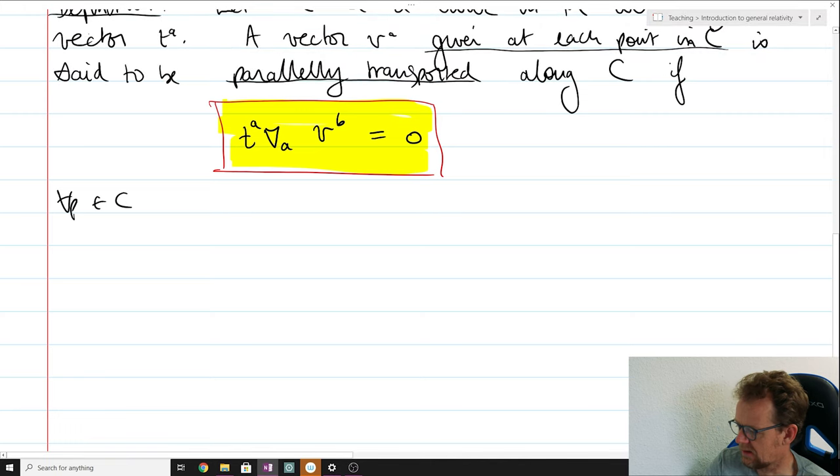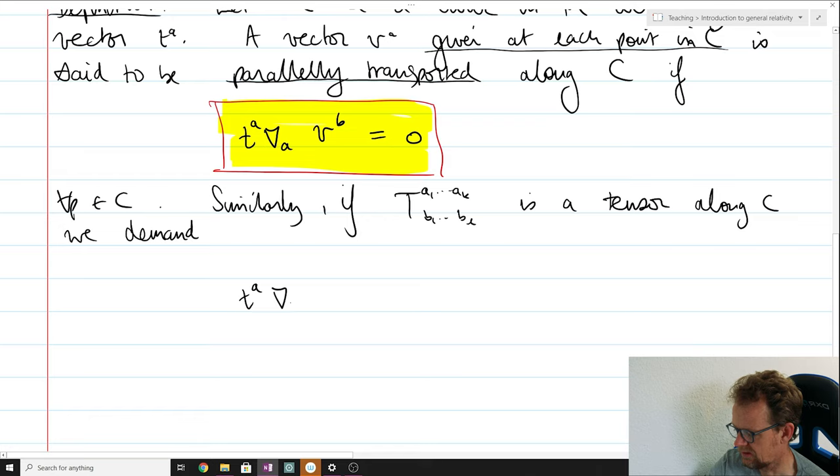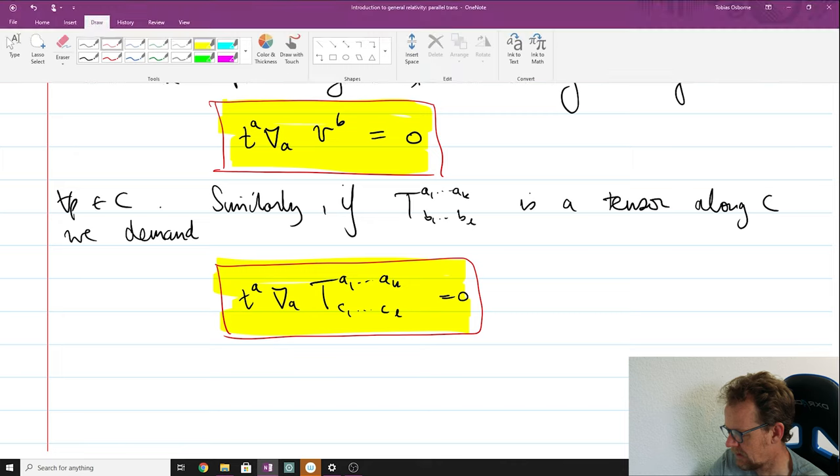Now, we can immediately generalize this to all tensors defined on the curve. So similarly, if you have a tensor now on the curve in abstract index notation, so if you have a tensor along C, then we say that the tensor is parallelly transported along C if, well, the natural generalization of the condition for vectors is just to do the same directional derivative along the curve and demand that it's equal to zero. And this definition constitutes our notion of parallel transport on a manifold.